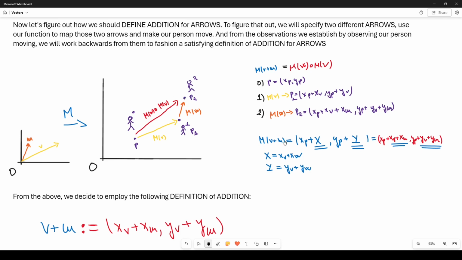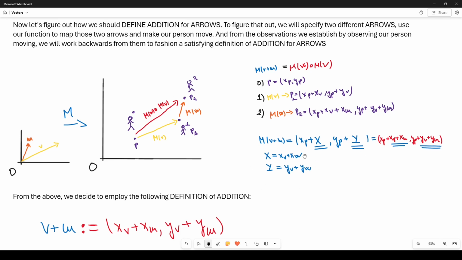So now I want the sum of these two, when I apply M to the sum of those two arrows, which would give me some arrow, again, which is just an ordered pair. So it would have xp in it, yp in it, and some x offset and some y offset. And this has to be equal to this over here. And ordered pairs are equal if and only if their first entries are equal and their second entries are equal. So for this expression to be equal to this, we see that this big X has to be equal to this sum, and this Y over here has to be equal to this sum.